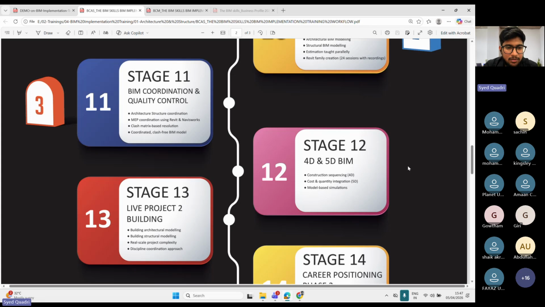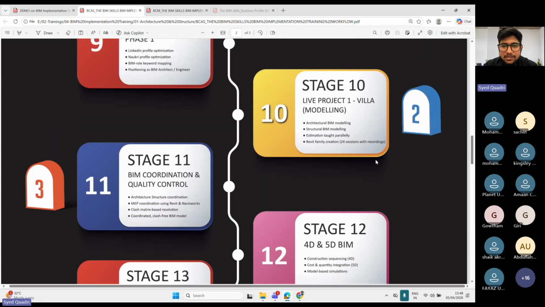But whenever we complete, for example, stage 10, you need to remember that there is a milestone. Whenever we start a topic from architecture structure coordination, you should also check that a milestone is coming. So again and again, you should open this document and check the flow of the syllabus.